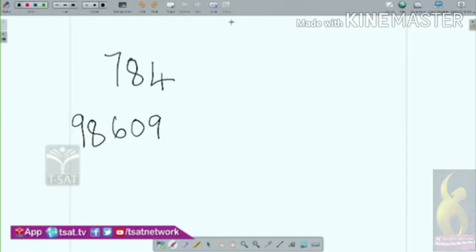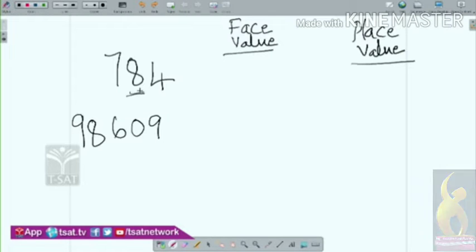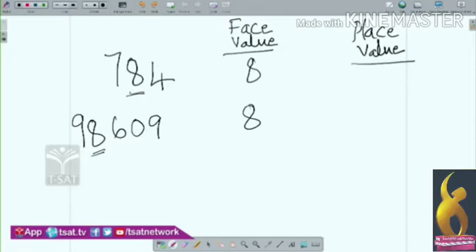Now, I am going to write about face value as well as place value of a particular digit. Now, I am going to write the face value of 8 in the first number 784. Already I told you that face value is same as the digit. That means here 8 face value is 8 only. If you take the other number, here also we have 8. Again I am going to write the face value of this digit. It is the same, which is 8.